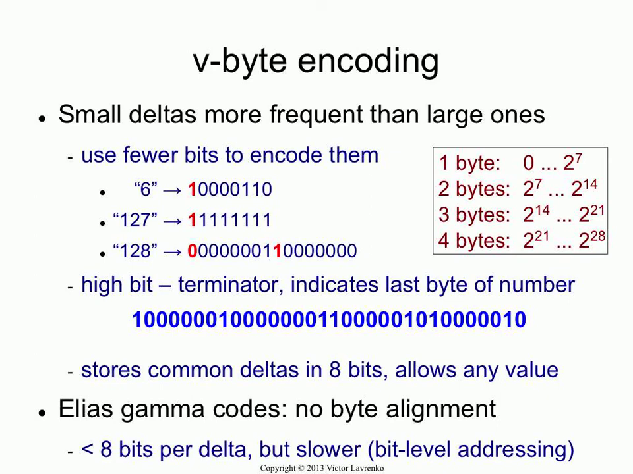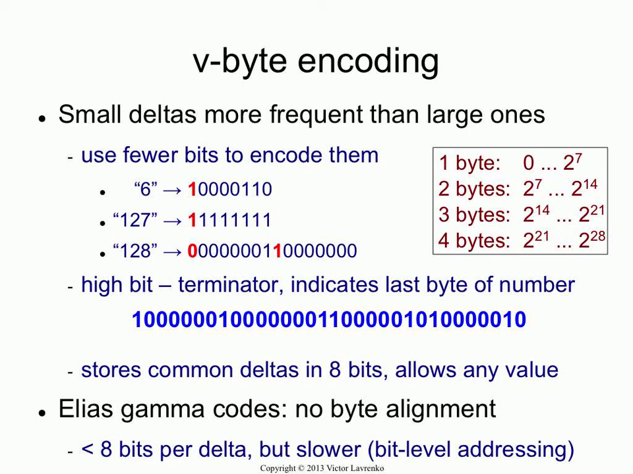Right? So if I have the number 6 and I want to encode it, this is what the encoding would look like. If you ignore this 1 for a moment, this is the binary encoding of 6 itself. So this bit corresponds to 2, this bit corresponds to 4, 4 plus 2 is 6. So this encodes the 6. And the fact that I have a 1 in the high bit means that this is the last byte that represents an encoding for this number.